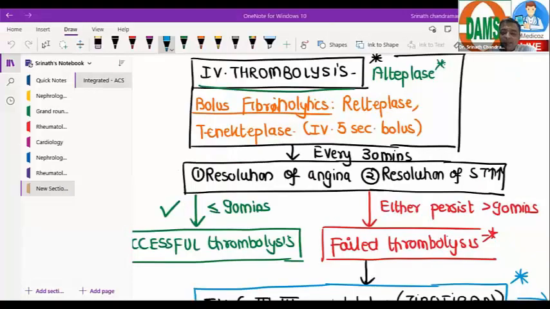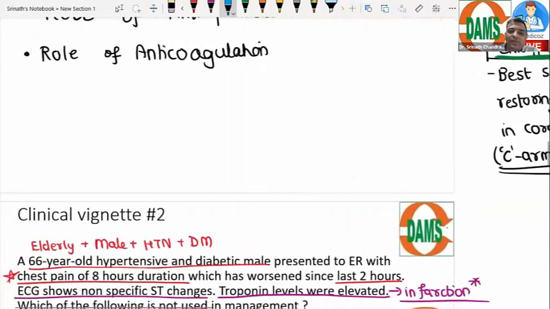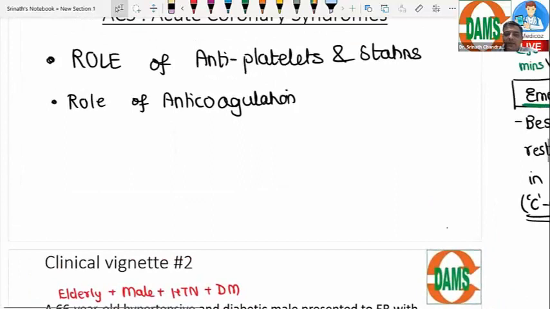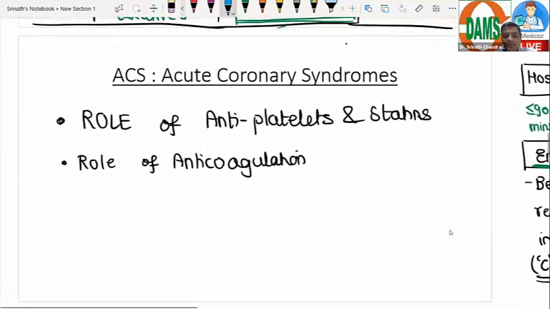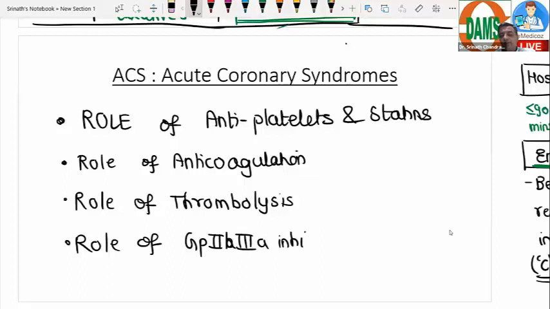This is a very fast and quick review of the very important topics of pharmacology, that is thrombolytic therapy and the GP2B3A inhibitor. So this is how we try to plan our day today. We studied the role of the thrombolytics, and we also studied the role of the GP2B3A inhibitor. And as sir mentioned, the newer antiplatelets which are available orally also we need to understand. So this is how you manage an acute coronary syndrome when the patient has come to you.